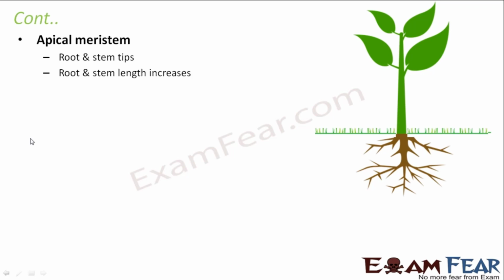So the apical meristem, it is present at the apex. That means it is present at the tip of this stem and also at the tip of the root. So therefore it will cause an increase in length of the root. It will cause an increase in length of the stem. So it is actually causing a primary growth.